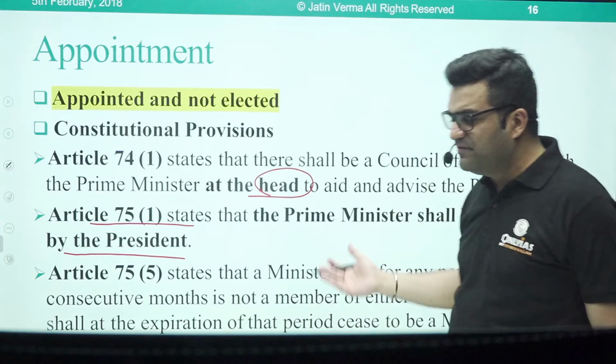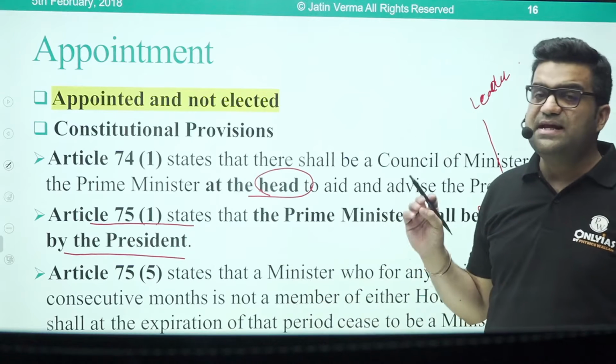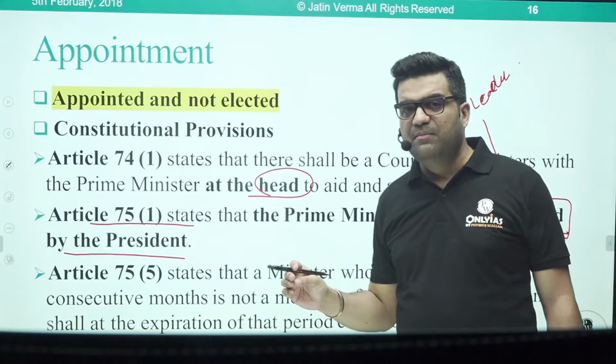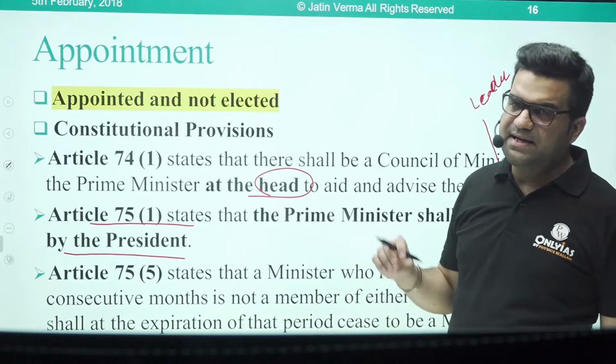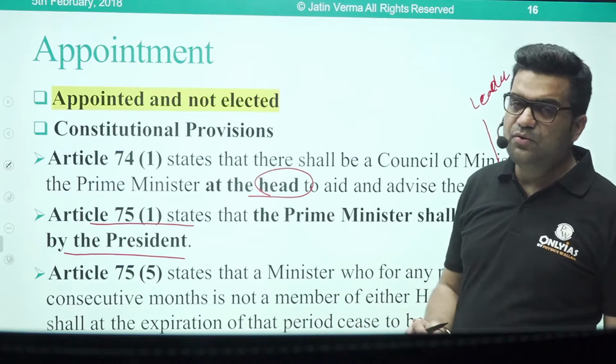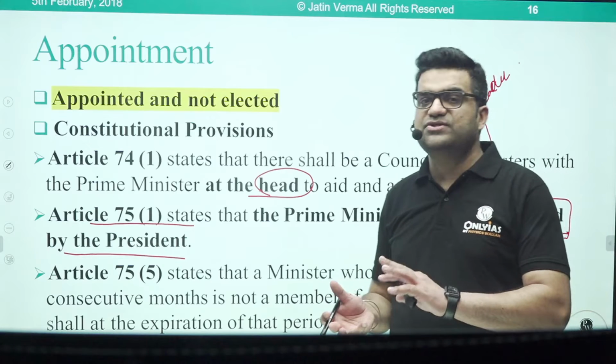Sometimes a question could be framed: even though the Prime Minister is elected as a member of Lok Sabha, can we say that the Prime Minister is directly elected by the people? The answer would be no, depending upon how the question is framed.